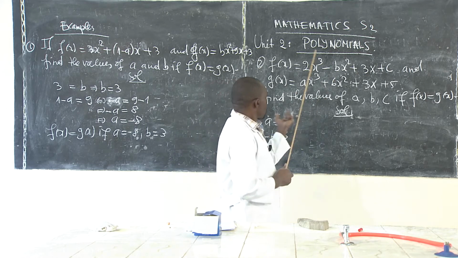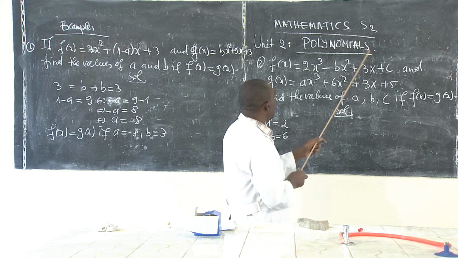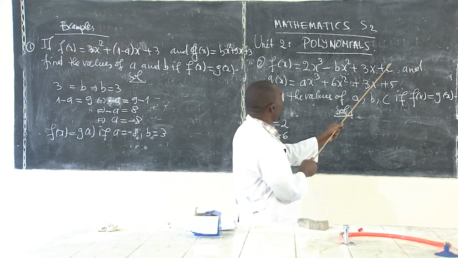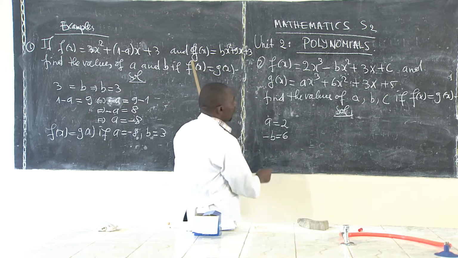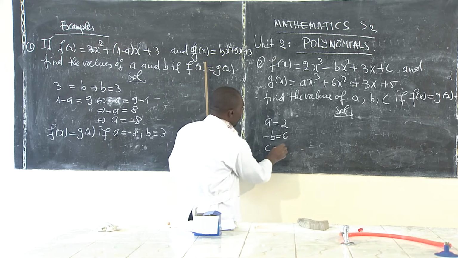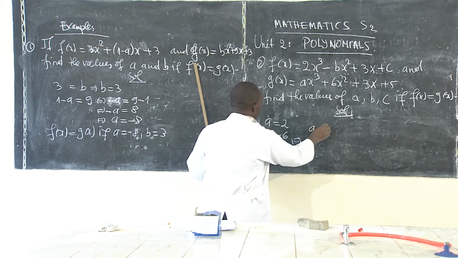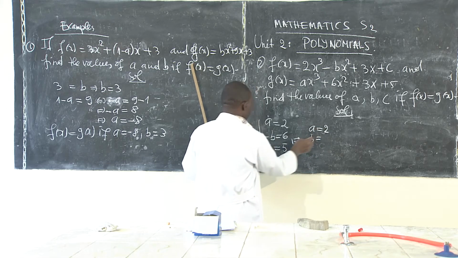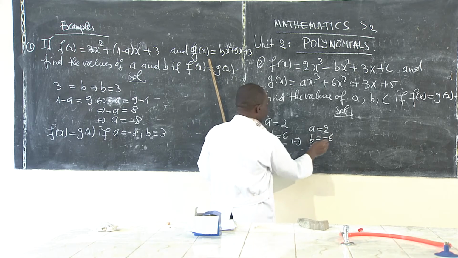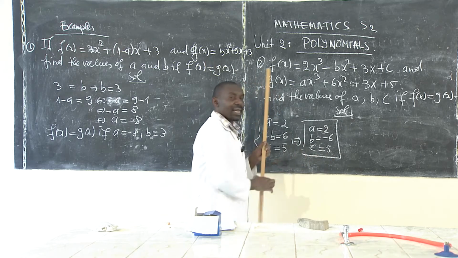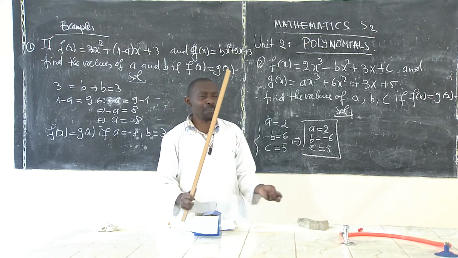Then, for the term independent, you have c and 5. It means c equals 5. This means that a equals 2, b will be equal to minus 6, and c equals 5. Is this difficult? It's a simple game.